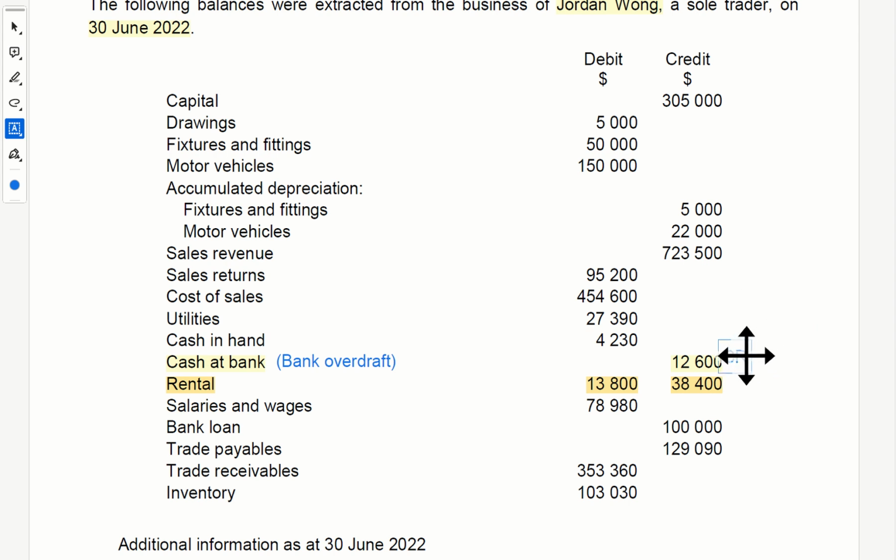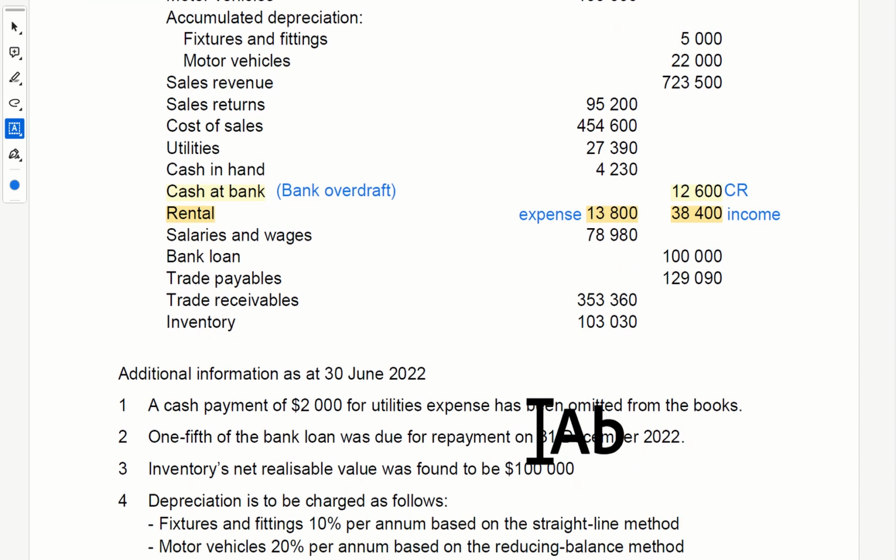Secondly, I also see that my rental has got a debit column and a credit column. Now, debit columns of rental are expenses. So I'm going to write this beside so that I remember later as I classify it. And credit column are income because income has a normal credit balance. I will do this so that I don't forget it later. Okay, so this is the first glance through of my trial balance.